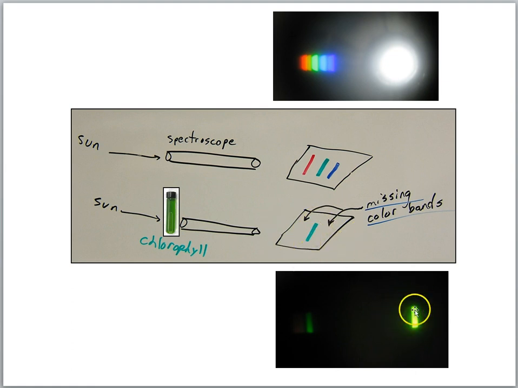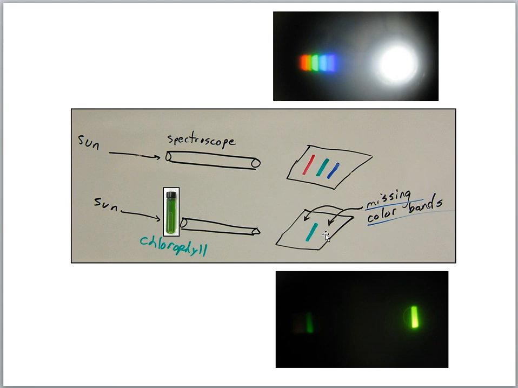So here's the light source, here's the chlorophyll. You can see the test tube is in front of the light source, and the only band that we really see is a green band here. The blues and the reds have disappeared. We don't see the blue bands or the red band here. So the blues and the reds have disappeared. Well, now why did the blues and the reds disappear?